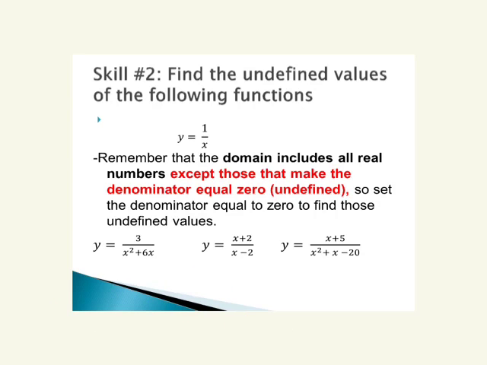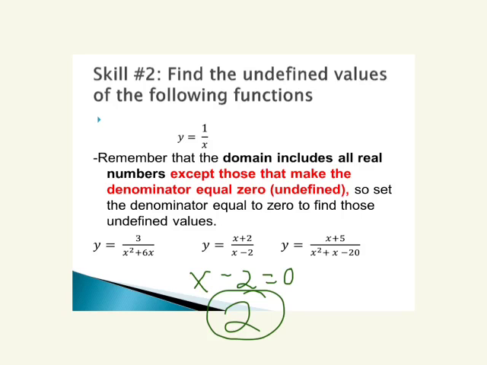All right, let's look at the second example. Once again, to find the undefined values, you take the denominator, you set it equal to 0, and you solve. So what value would make the denominator equal to 0? Well, 2. If you had an x value of 2, 2 minus 2 would be 0. So what are the undefined values for the function? There's just one, 2.